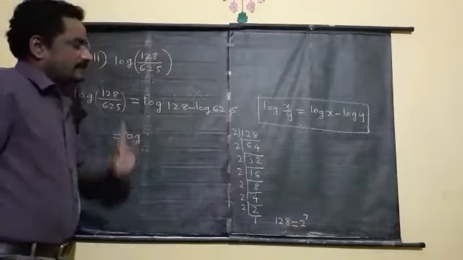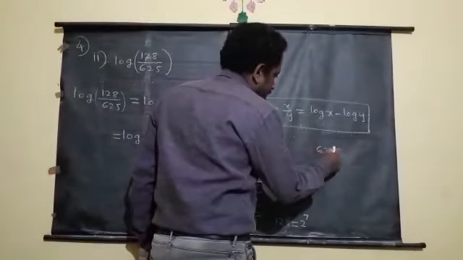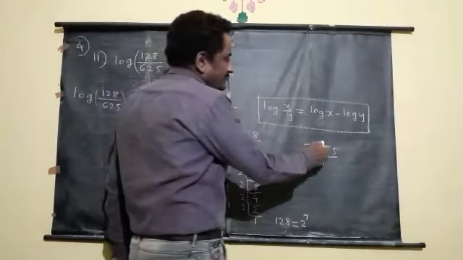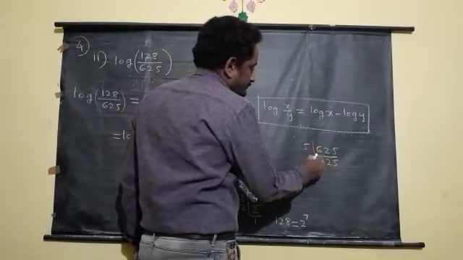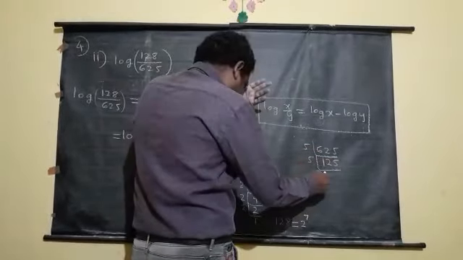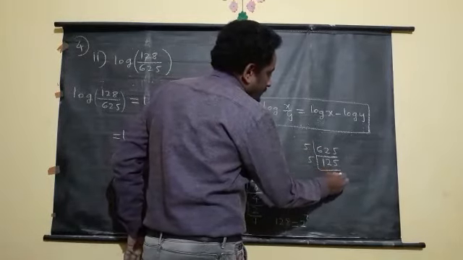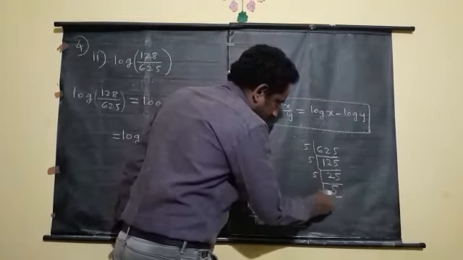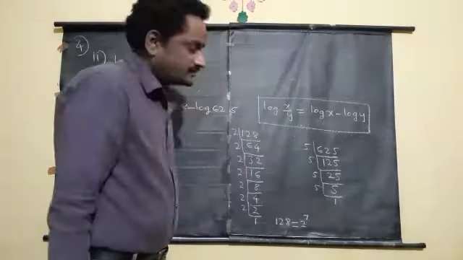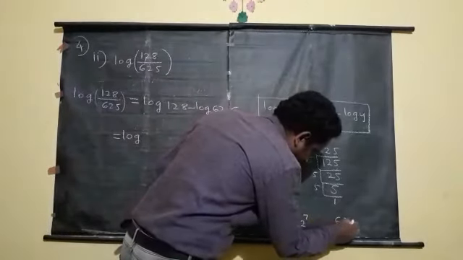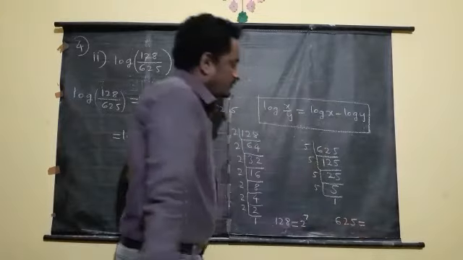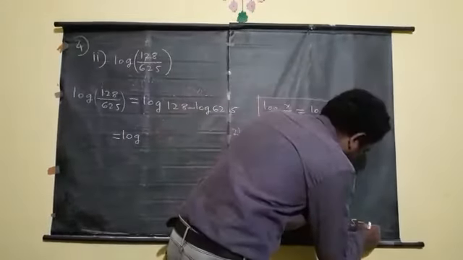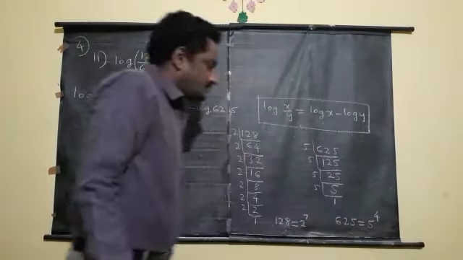Like that, for 625 we find the factors. 5 1s are 5, 5 2s are 10, 5 5s are 25, 5 5s are 25, 5 1s are 5. Now 625 is equal to 1, 2, 3, 4. How many times is 5 repeated here? 4 times. So 5 to the power of 4 we have to write. 625 is equal to 5 to the power of 4.